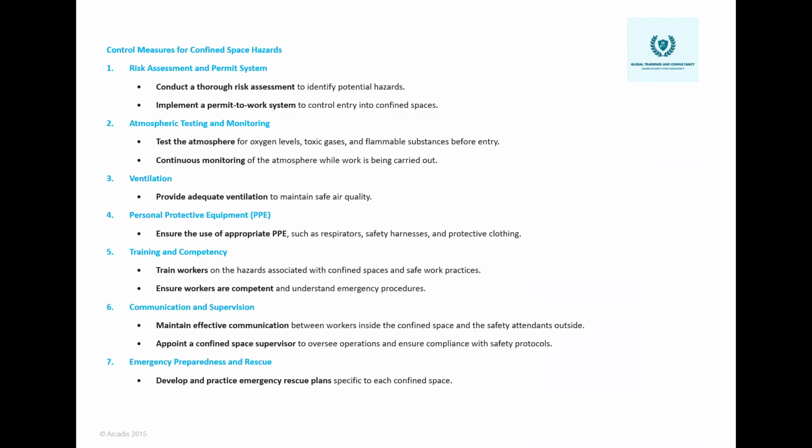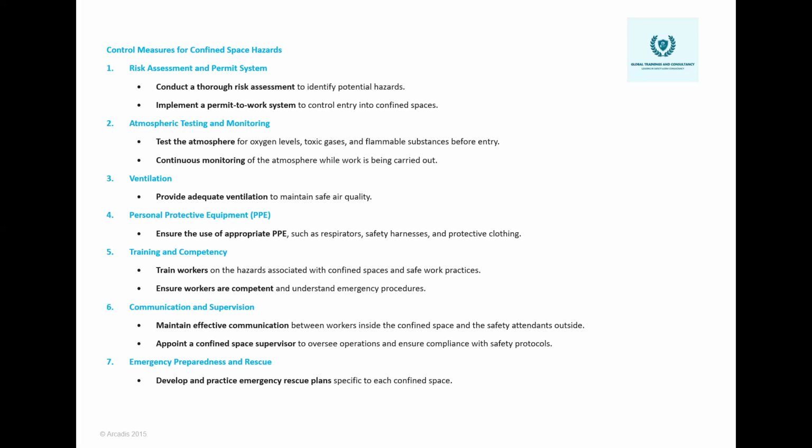So how to control? Just to focus, the control measures for most of the activities are similar. We have to conduct proper risk assessment, like all the risks available in that place need to be counted. We need to implement a permit to work system. We need to ensure that atmosphere or gas testing has been done. We need to ensure that continuous monitoring of gas testing is there.